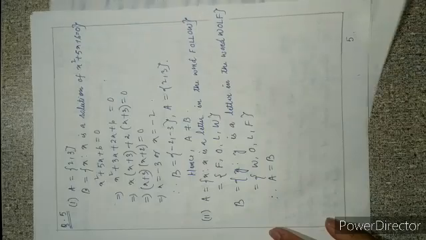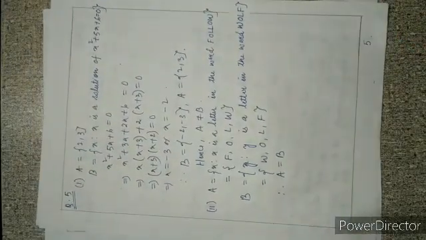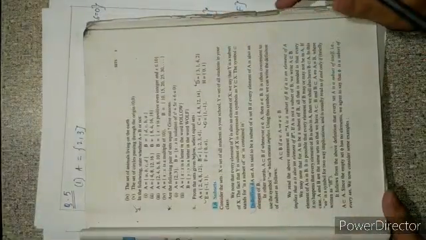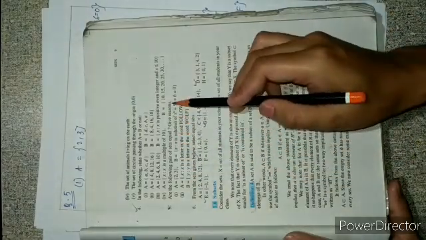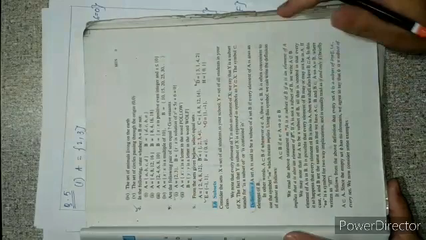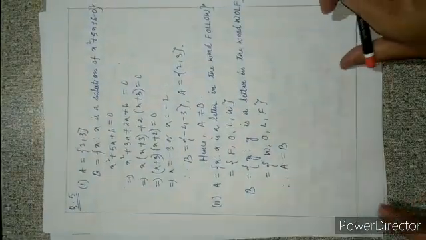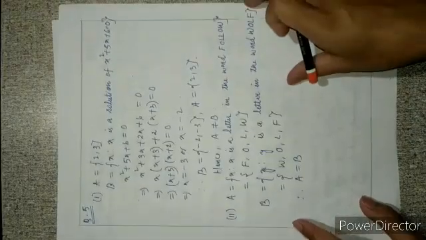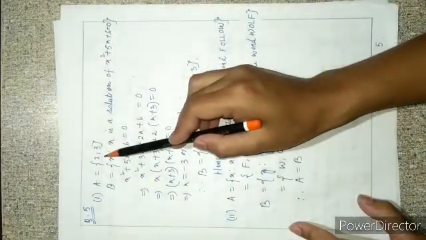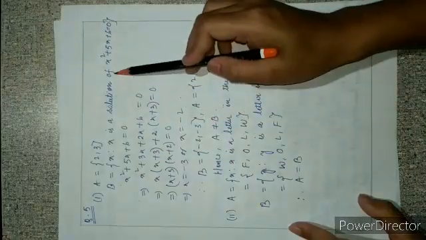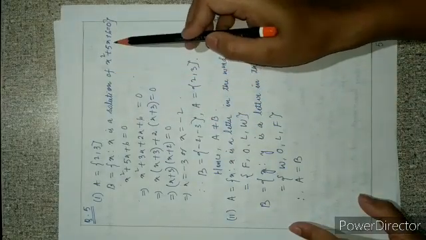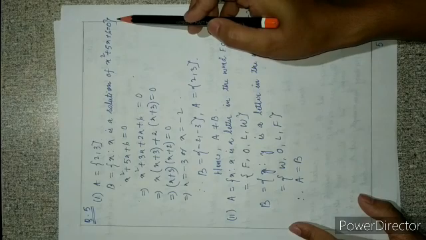Then question number 5. Are the following pairs of sets equal? Give reasons. Set A has two elements. They are 2 and 3. Set B. X is a solution of the quadratic equation x square plus 5x plus 6 is equal to 0.